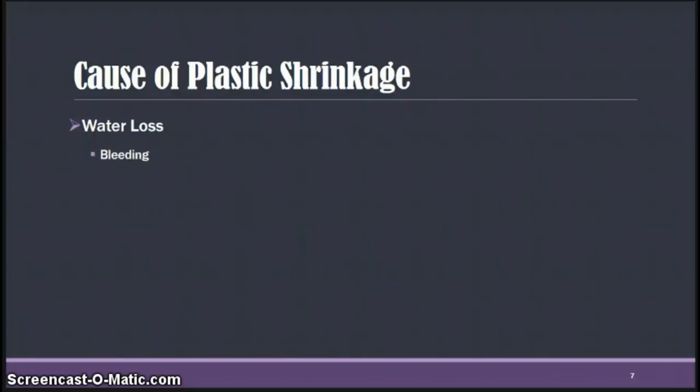Now water loss can happen because of bleeding. The water will bleed up to the surface of the concrete, which will cause the loss of water. Another important factor is evaporation losses. So if the rate of evaporation is more than the rate of bleeding, obviously you're going to have a lot of water requirement on the surface, and we are going to have water loss. Very high water loss can be there. So one guideline which was provided by the code is, if the rate of evaporation is more than 1 kg per meter square per hour, we're going to have a lot of plastic shrinkage cracks forming on the surface.